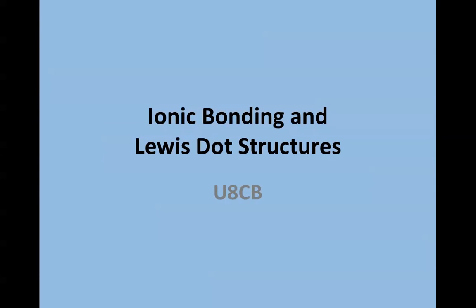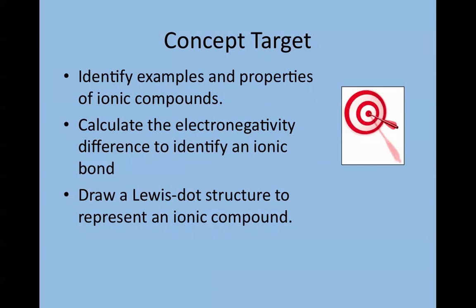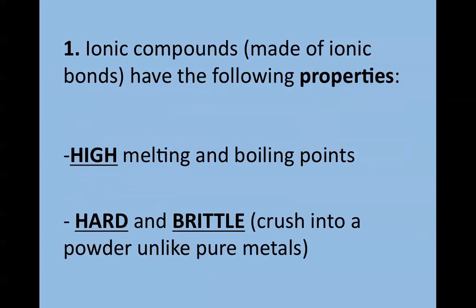In Concept B, we're just going to be focusing on ionic bonding and also spending some time looking at how to draw Lewis dot structures representing ionic compounds. So we're going to talk a little bit about properties and various examples of ionic compounds. We'll mention a little bit about electronegativity difference and how to use that to identify an ionic bond. We're going to be drawing, again, like I said before, Lewis dot structures to represent these ionic compounds.